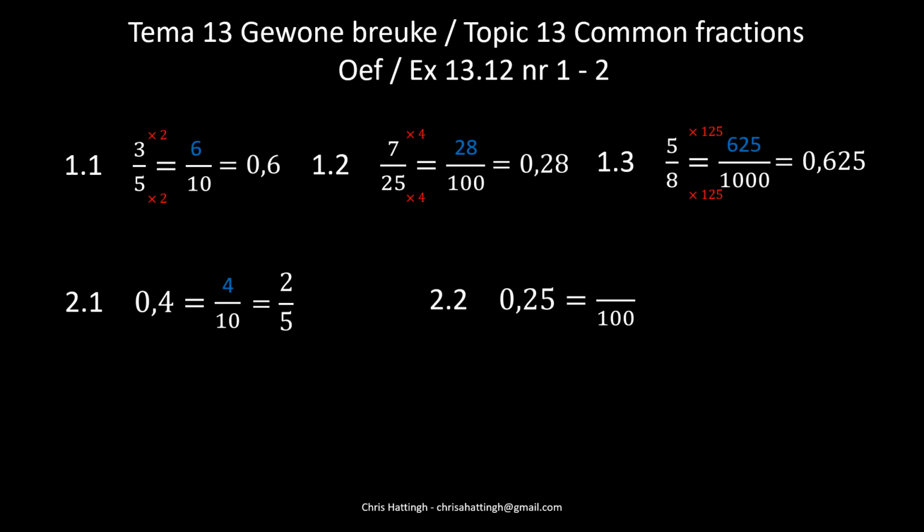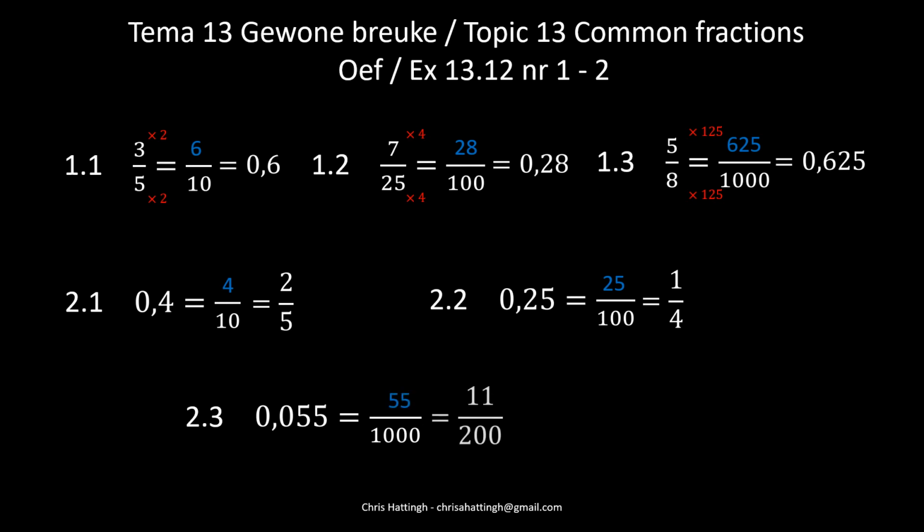0,25 will go onto 100 because there's 2 decimal places. It will have 2 zeros. That will be 25 over 100, and if you simplify it will be 1 over 4. The third one is 0,055. There's 3 decimal places, so you know you're going to put it on 1,000. That will be 55 over 1,000, and if you simplify it, it will be 11 over 200.